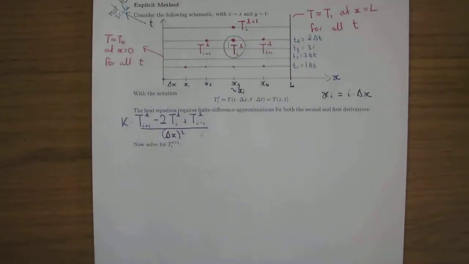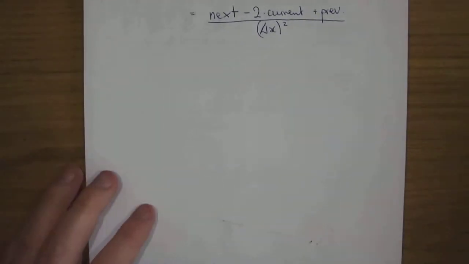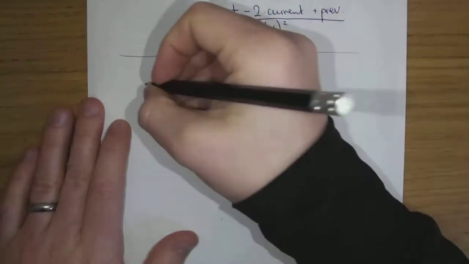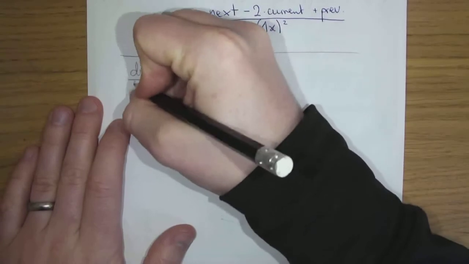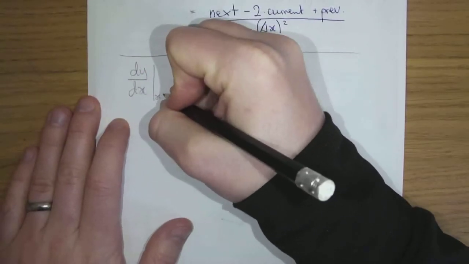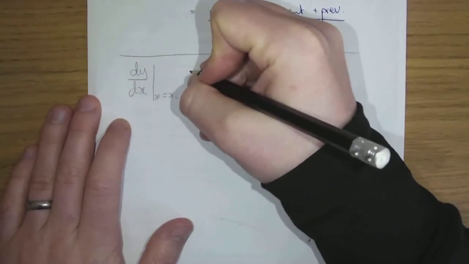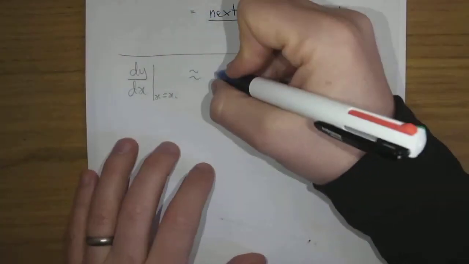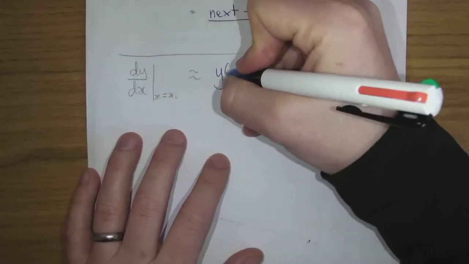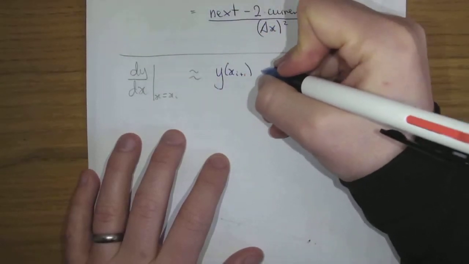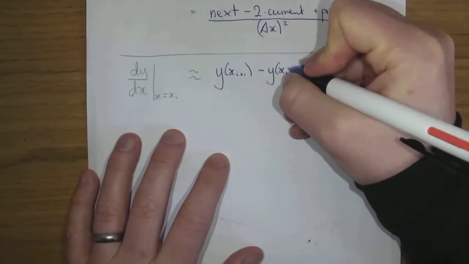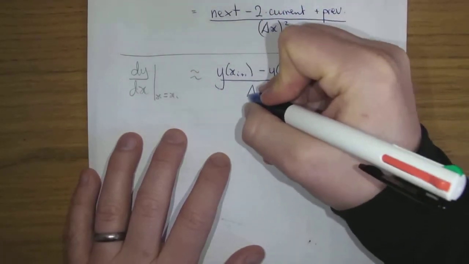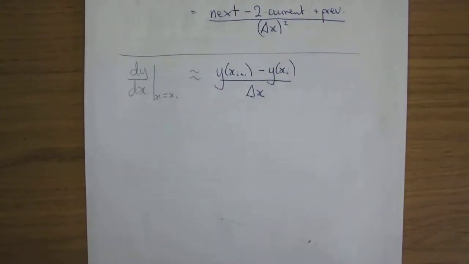Now if I want, I can talk about a similar finite difference approximation to a derivative, dy/dx, a first derivative. So this would be approximately, again, something like y of x_{i+1} minus y of x_i, over delta x. This is an approximation. It gets more and more accurate when delta x gets smaller.